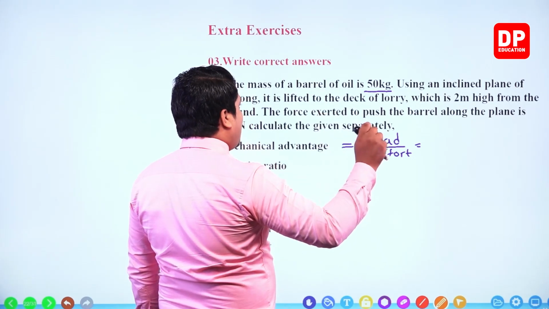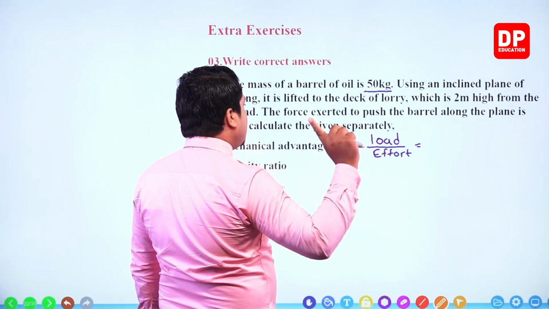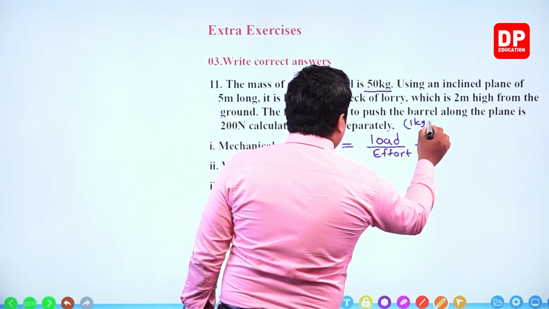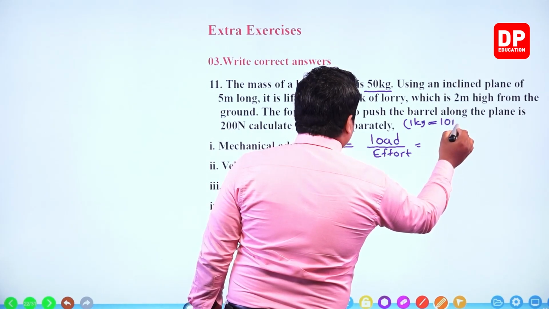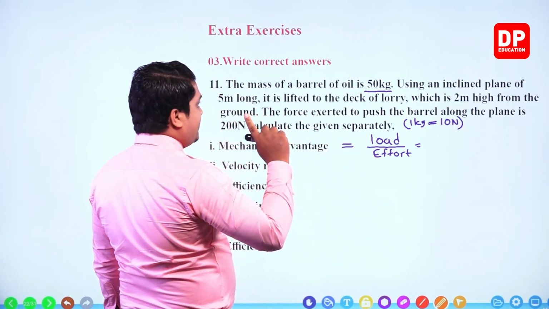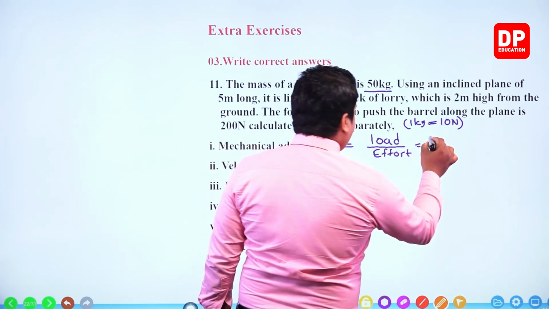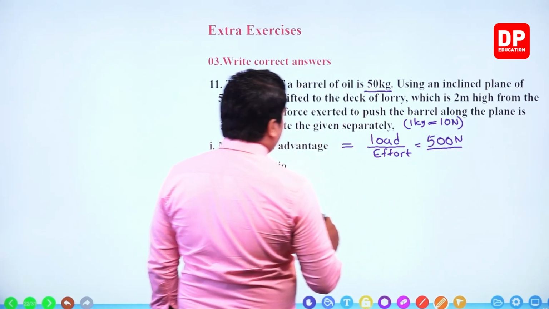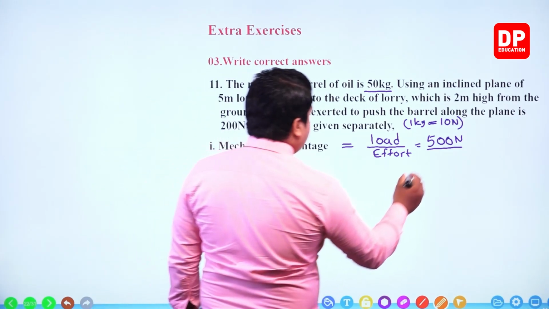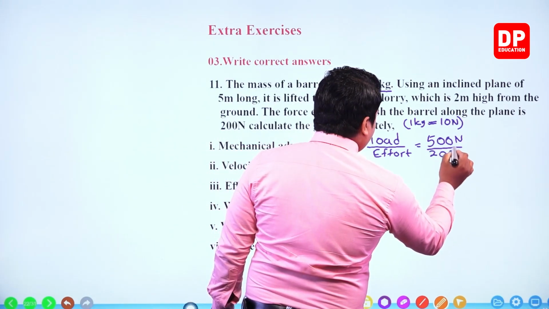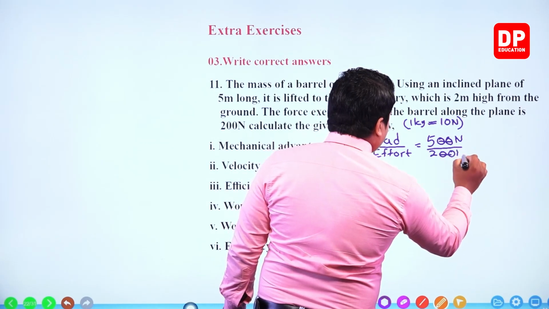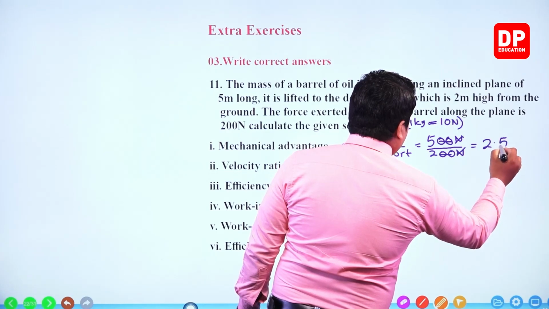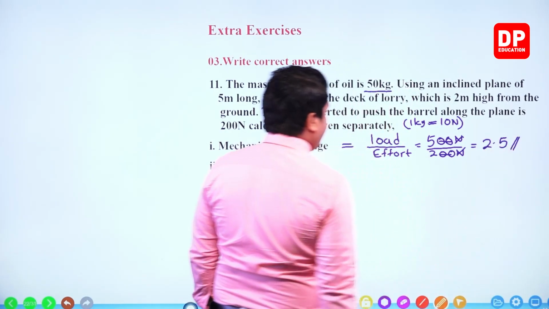So when you multiply, I told you that 1 kilogram is equal to 10 Newton. Always remember this thing. So therefore, when you multiply 50 by 10, answer is 500. So 500 Newton divided by 200 Newton, which is the effort. So our answer is 2.5.